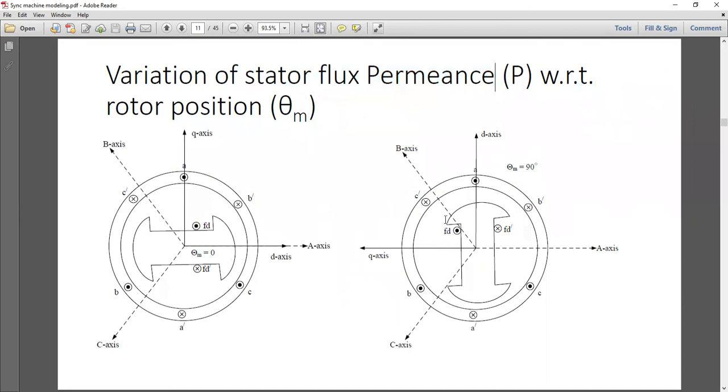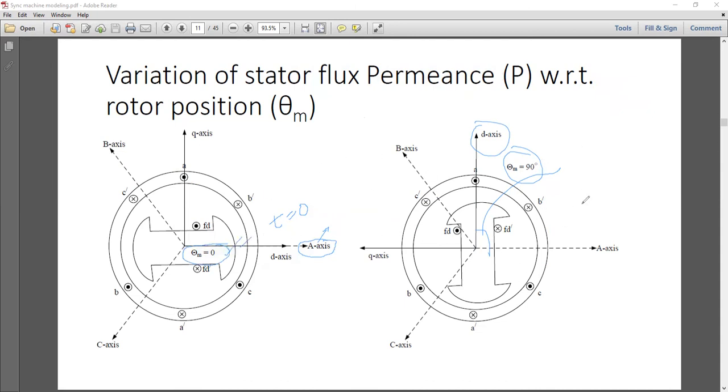What was theta m? Theta m, remember, was the angle created between the d-axis and the a-axis. So this was the theta m originally. Let's say at time t equals 0, the rotor is positioned in such a way that the d-axis coincides with the capital A axis. So what would be theta m? 0 degree. Theta m would be 0, very clear.